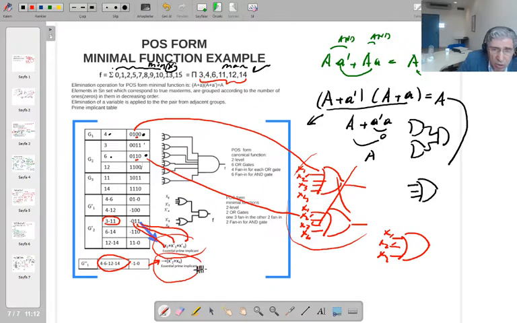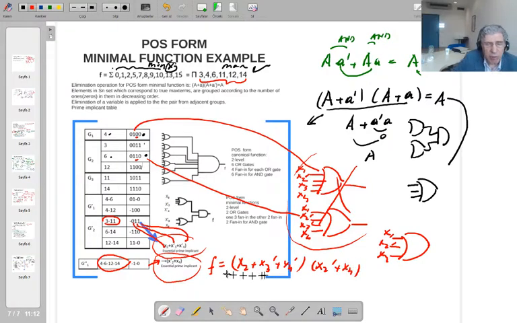So you can write the minimal function in product of sums form. It is this, isn't it? x3 prime x4 prime times x2 prime x4. So that's the minimal function.